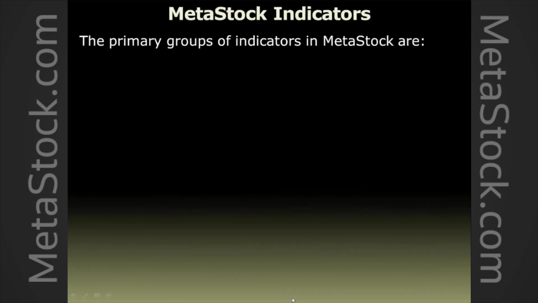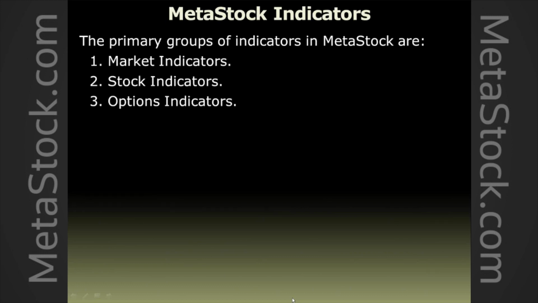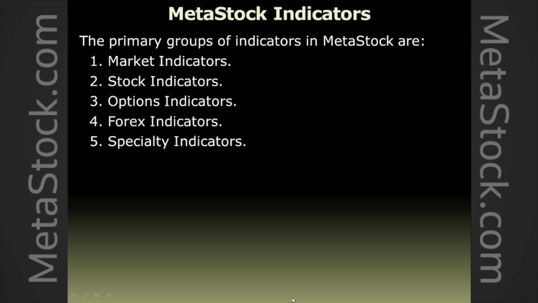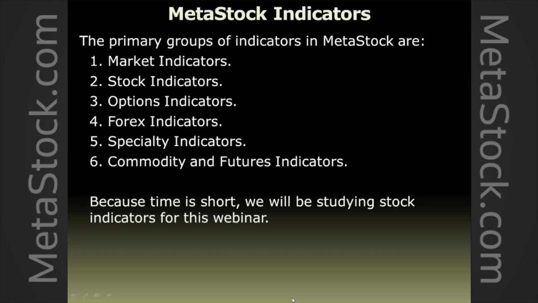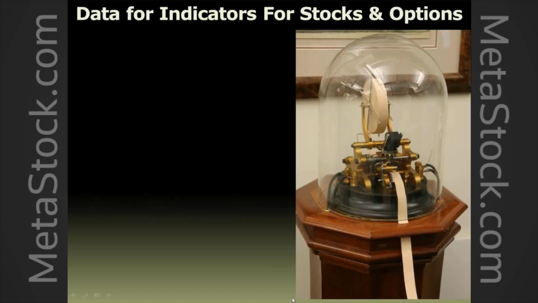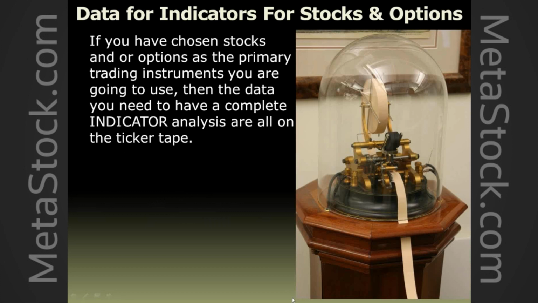So the primary groups of indicators in MetaStock are, they have many market indicators. They have tons of stock indicators, options indicators, which are great, forex indicators, specialty indicators, commodity and futures indicators. Because time is short, we'll be studying stock indicators for this webinar. So the data that's available, if you've chosen stocks and or options as the primary trading instruments you are going to use, then the data you need to have a complete indicator analysis are all on the ticker tape.